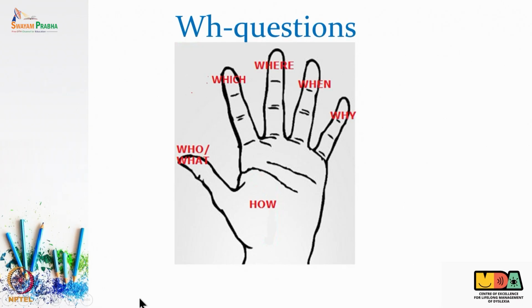Now, when I am teaching the question words, I use my hand to explain to the child the different questions which can be asked. My thumb would refer to who or what, my next finger, where, middle finger, when and my last finger is why. And for how, I would say how comes in the center.